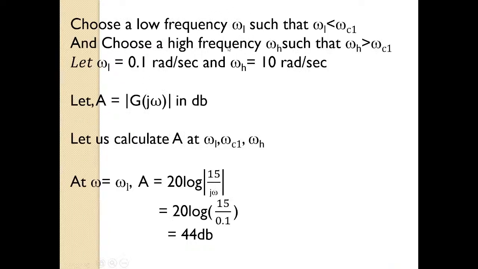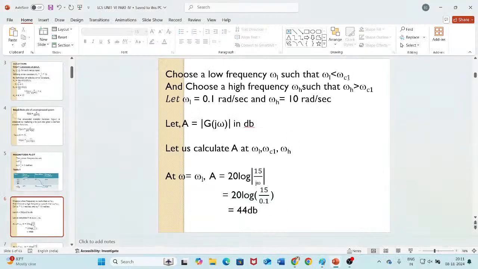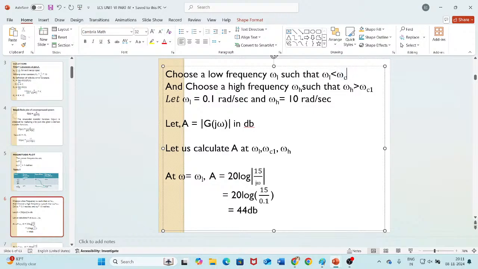Okay then. Now let us consider some low frequency omega L, such that omega L is less than omega C1, the first corner. Okay, we have only one corner frequency. I have copied this from the previous problem and I didn't change it.